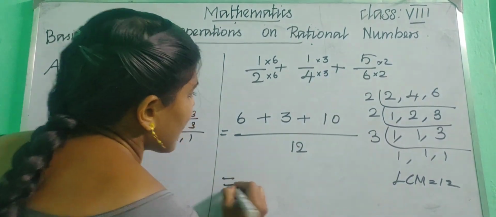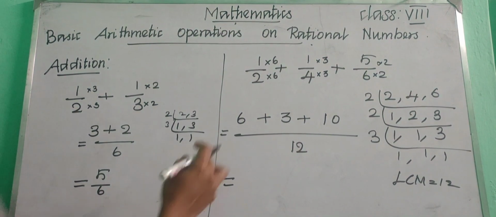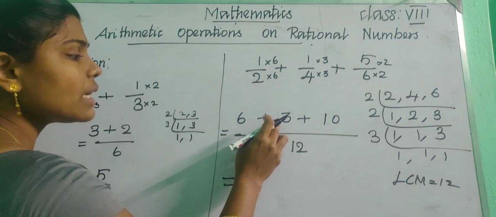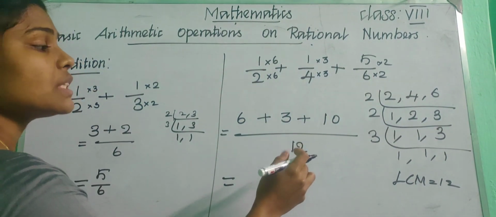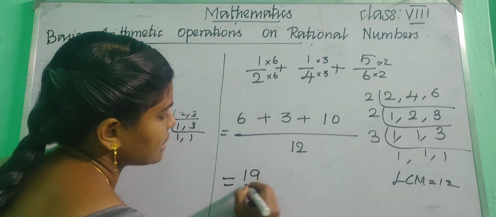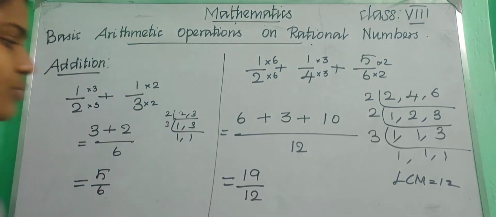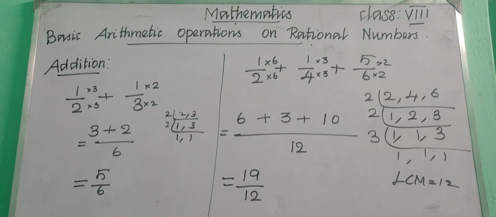Okay, children. Now we can add very easily, right? So 6 plus 3, 9. 9 plus 10, 19. Okay, children. So the answer is 19 upon 12. Okay, is it clear? Very easy, right? So likewise, we are going to do the sums.